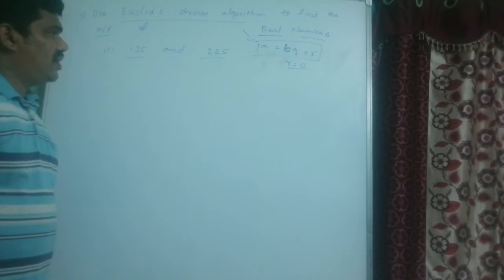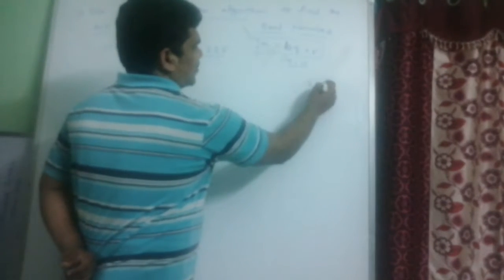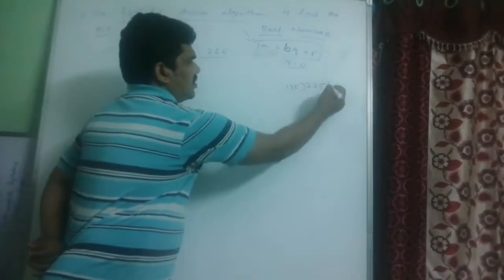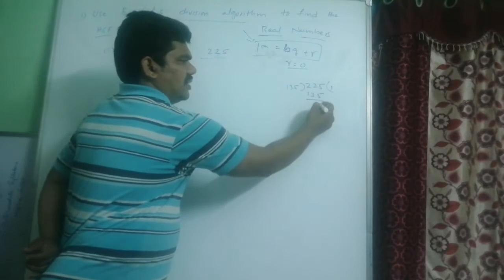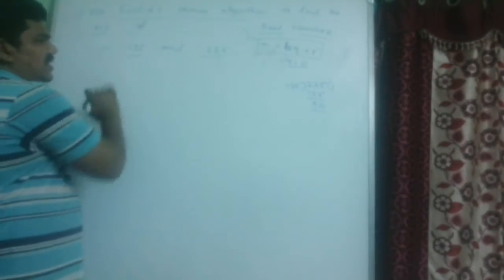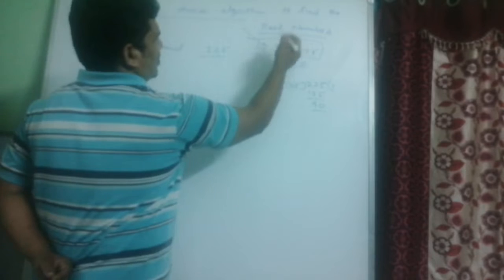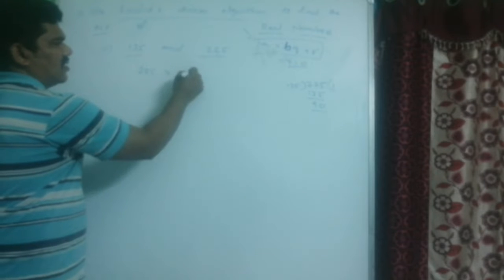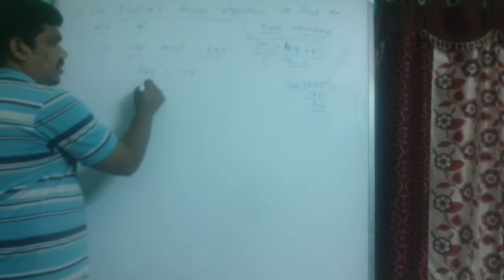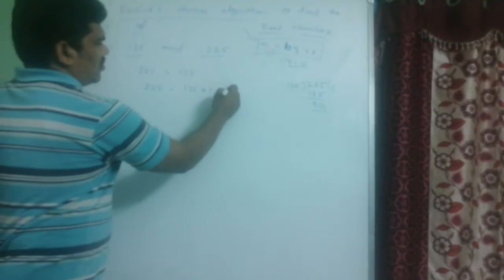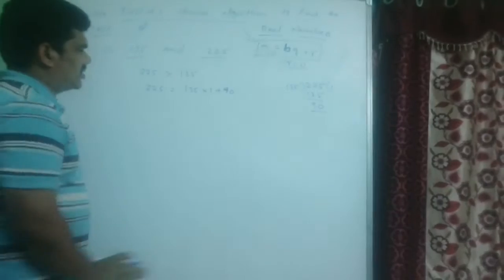First we have to find the sequence, so a rough sequence. If you divide like this, 135 ones are 135, and the remainder is 90. So we have to write it in this form, A equals BQ plus R. Here 225 is greater than 135, so in the same sequence, 225 equals 135 into 1 plus 90. So this is the first step.